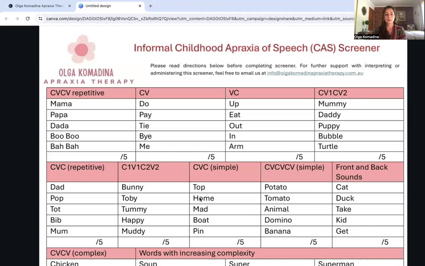As my clientele for apraxia clients grows, it might be a little bit reduced, but I will always have that offer of consultations for speech pathologists, and I'm also available to come and present and talk to speech pathologists who are interested.